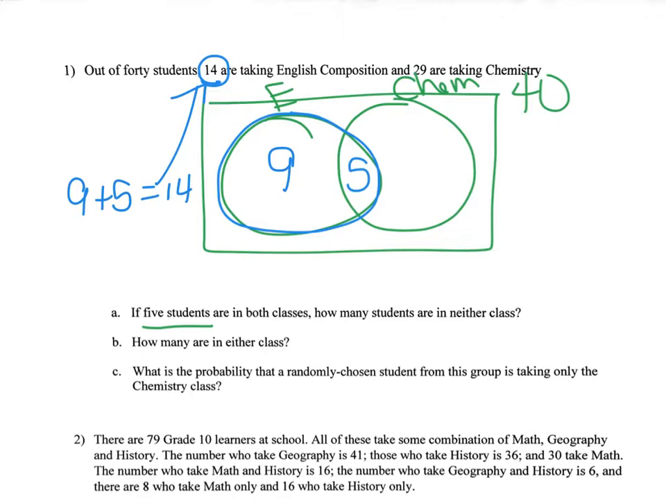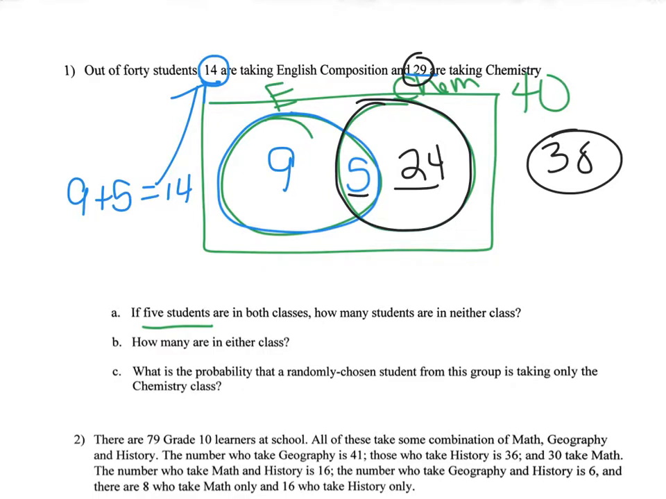Okay, and this one in chemistry, 29 are taking chemistry here. So then this should be 24, because 24 plus 5 is 29. So add these all together. That's 38 total. So we can say that 2 of them are not taking either class.